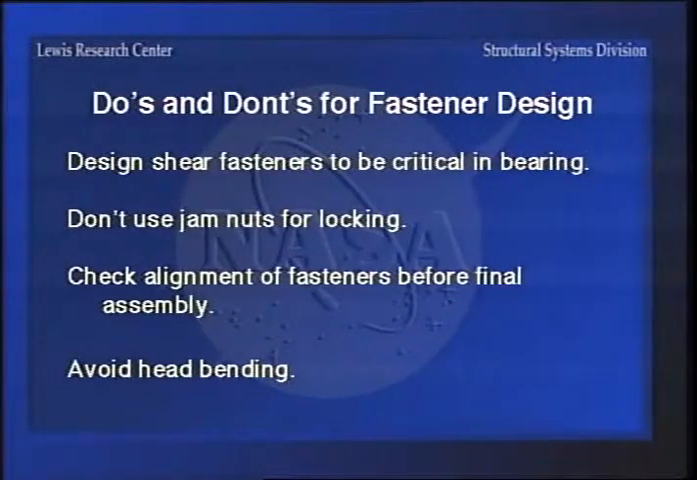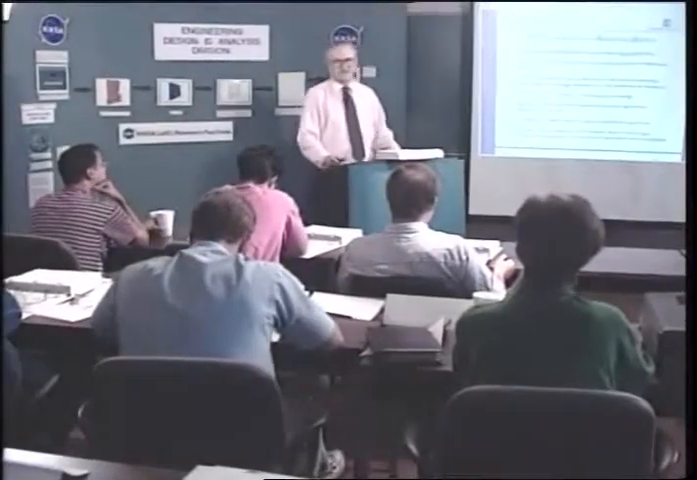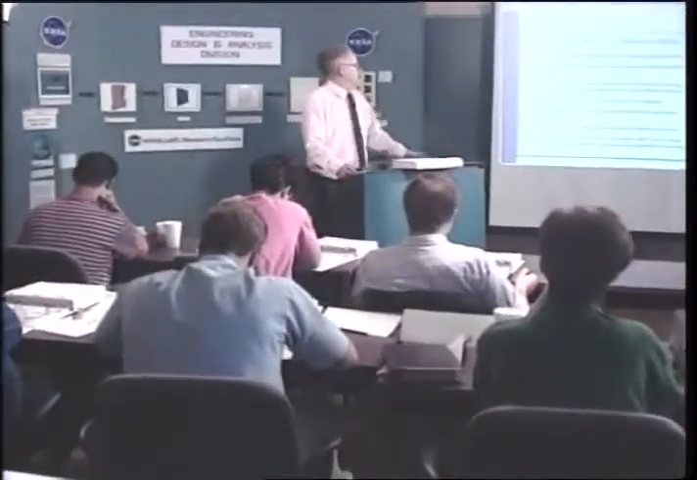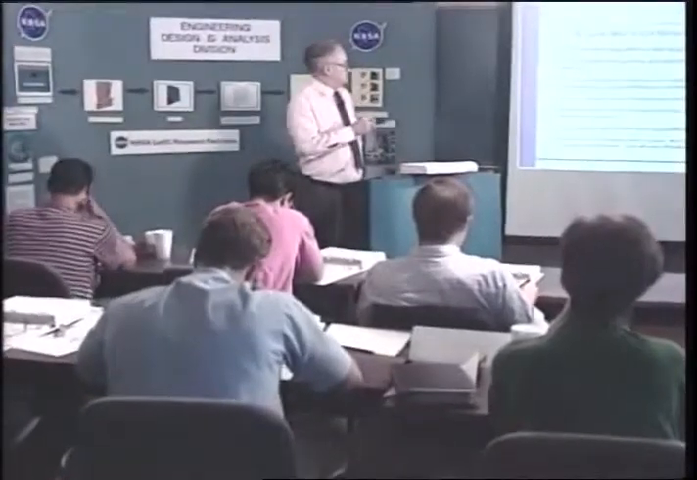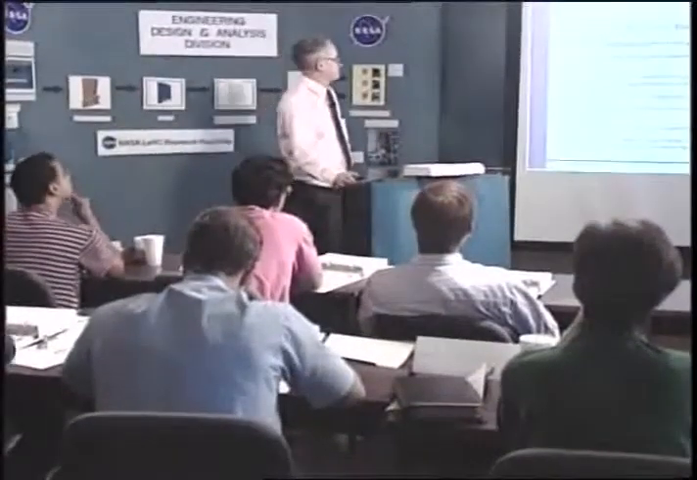And of course, as a corollary to that, avoid head bending, because of the fastener bending. I think the SAE handbook says don't go more than plus or minus 2 degrees on misalignment on a fastener head to avoid trouble with bending. And follow the edge distance and spacing guidelines on fasteners. Now, you can temper this, but one of the things that you don't do is put a fastener so close to the edge that if the tolerance goes against you, when the hole is drilled, you'll have it pushing out on the edge. And I've seen some that were almost that bad.